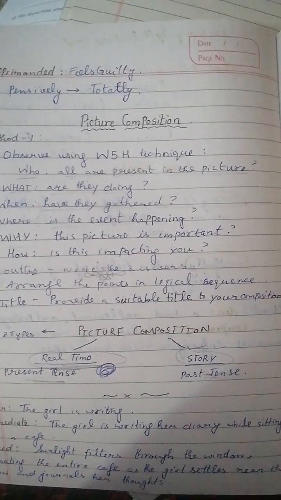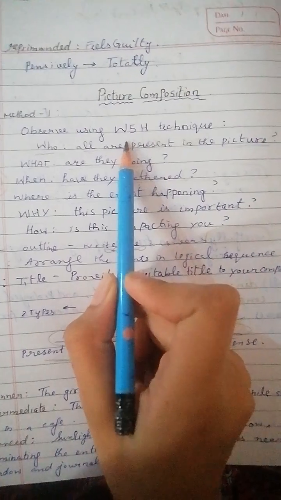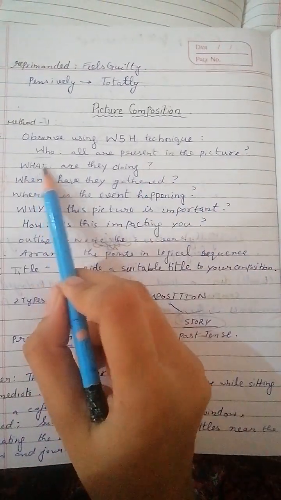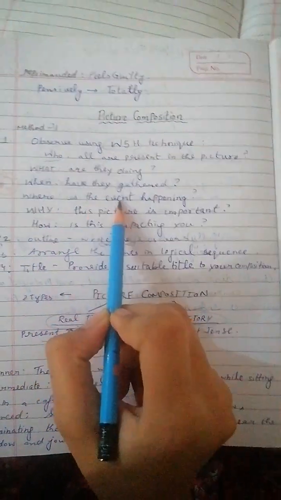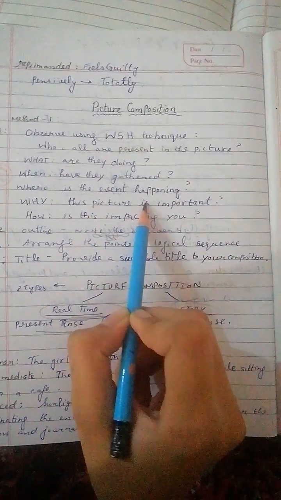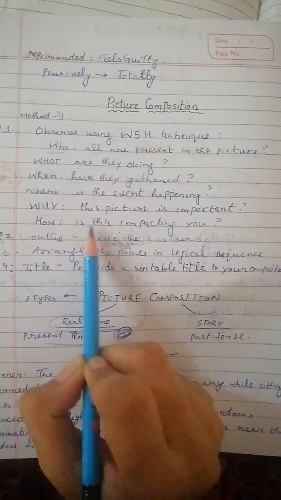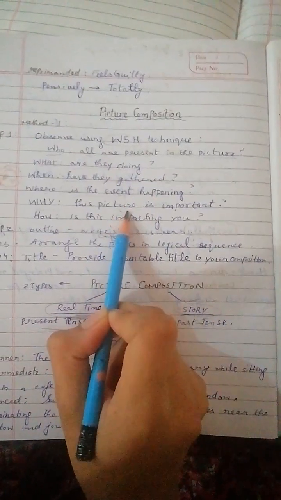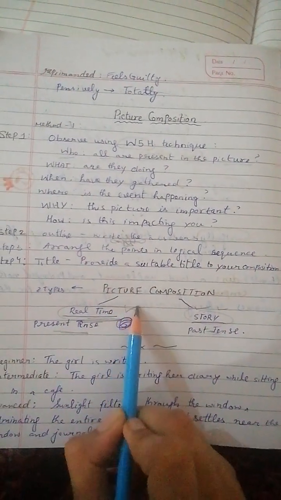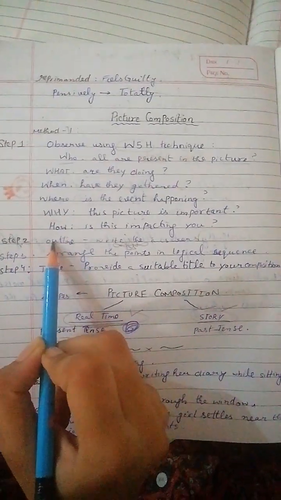How to write picture composition? Method one, step one, is that we have to observe it using the W5H technique. This says you have to observe by asking these questions: who, what, when, where, why, and how. Who are all present in the picture, and what are they doing, when have they gathered, where is the event happening, and why is this picture important. This is important. And then, after you ask these questions, ask how this is impacting you. This is the main point from which you will decide whether the story should be written in real time, or as a past tense story.